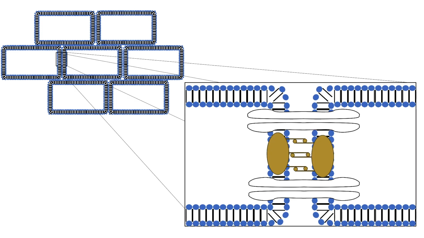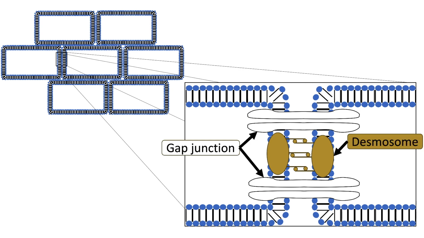The cells are mechanically and electrically connected. The mechanical junction is made of a union of proteins located at the cell membrane called desmosomes, and the electrical junction is known as gap junction. Through these gap junctions, the ions will flow to depolarize the neighboring cells.